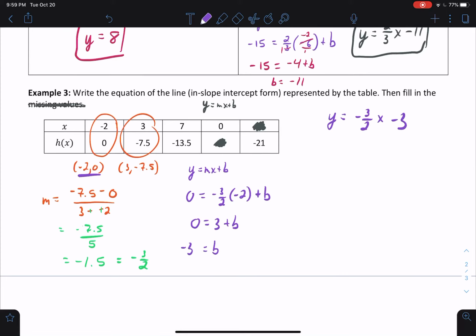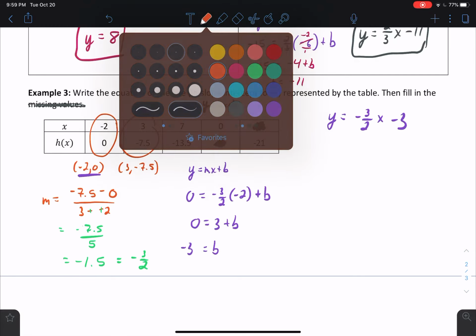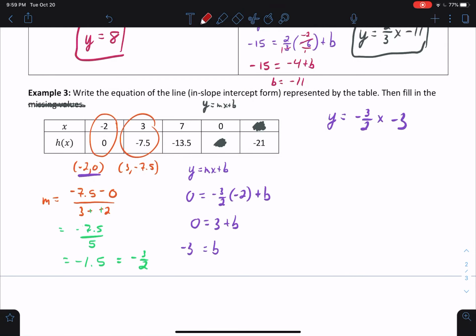Okay? So now I want to fill in this table. If I want to fill in this table, I need to figure out what am I going to do with the 0 there? Well, there, x equals 0. So I'm going to plug that in for x. Y equals -3/2. Going to plug this in for x minus 3. -3/2 times 0, that's going to cancel out. So y equals -3. Or in this case, h of x equals -3. So if I erase this, you'll see we get -3.